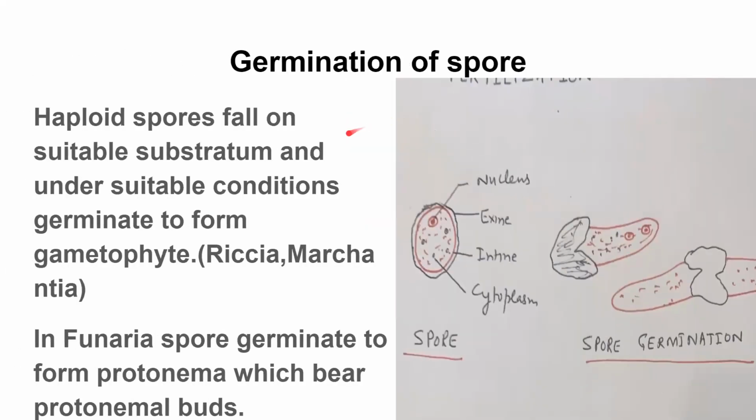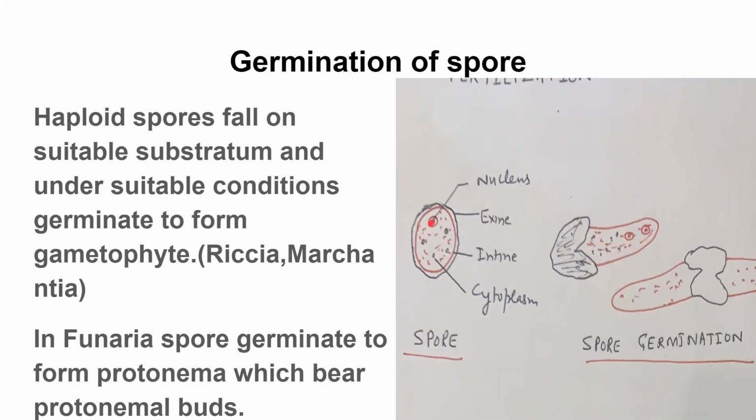Now, these haploid spores, when they are liberated from the sporophyte, will fall on a suitable substratum where moist conditions are available. If moist conditions are available, these spores will start germinating. If we see the structure of each spore, it is bounded by a covering called exine, which is the outermost covering. The inner covering is called intine. Then it has cytoplasm and nucleus. When it gets nourishment as well as water from the substratum, it will start germinating. So the exine will rupture and the intine will come out in the form of a germ tube.